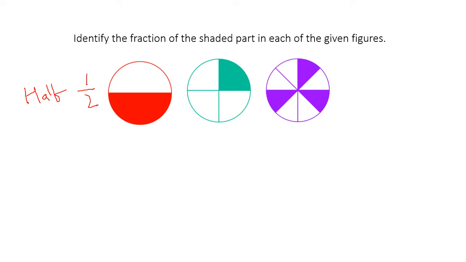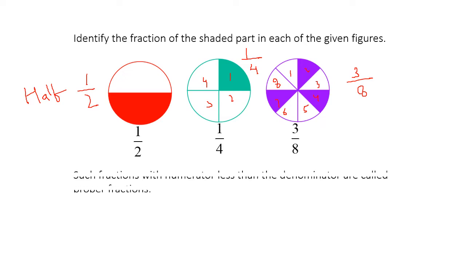In this case, 1, 2, 3, 4. Out of that, 1 is shaded. So 1 over 4. In this case, 1, 2, 3, 4, 5, 6, 7, 8. Out of them 3 are shaded out of a total of 8 parts, so 3 over 8. So these are the answers actually.